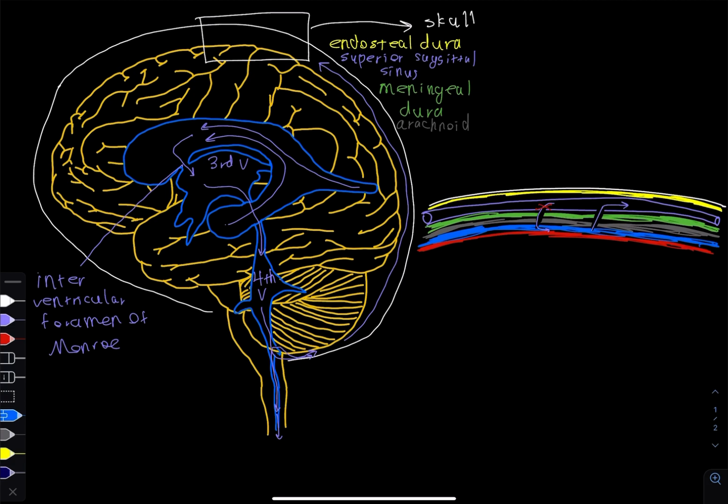So any obstruction of flow within the ventricular spaces that would not allow enough CSF to leave through these arachnoid villi would cause hydrocephalus. So I hope you learned something there.